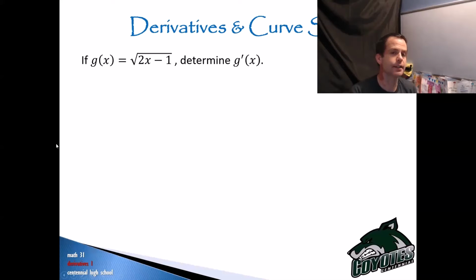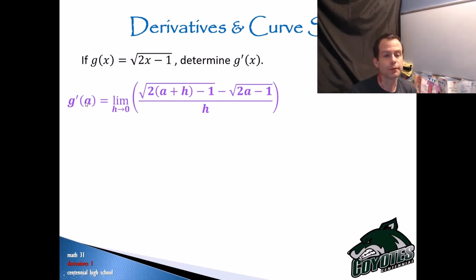Okay, if g of x equals the root of 2x minus 1, determine the derivative of g of x. So determine g prime at x. So again, I want to come up with the formula, so I'm going to use limits to achieve that. So the derivative of g at a equals the limit as h approaches 0, and again, it's just a plus h being plugged in and then the original guy. So I've got the root of 2x minus 1, so that's the root of 2(a plus h) minus 1, minus the root of 2a minus 1. Now again, my problem is the h. I can't do direct substitution right now, so I'm going to have to do something to this.